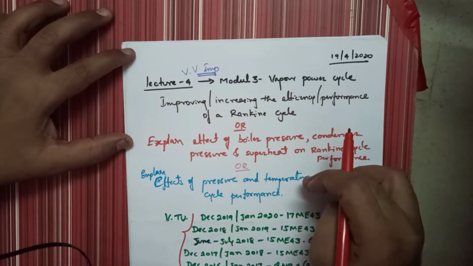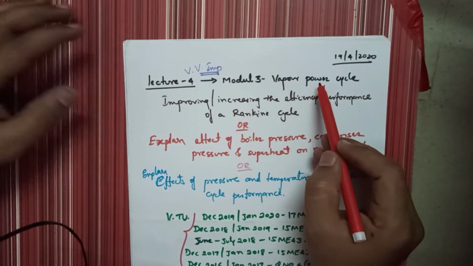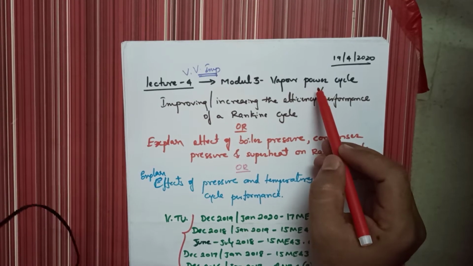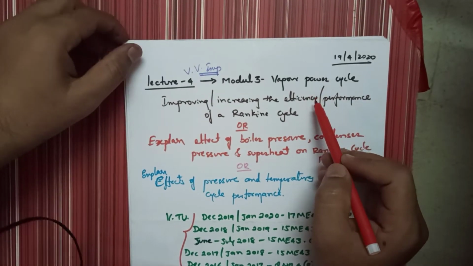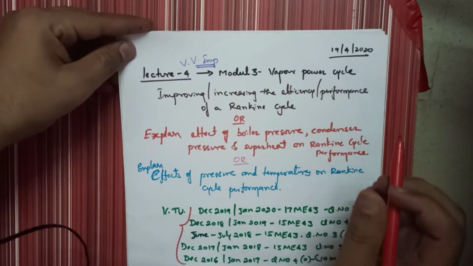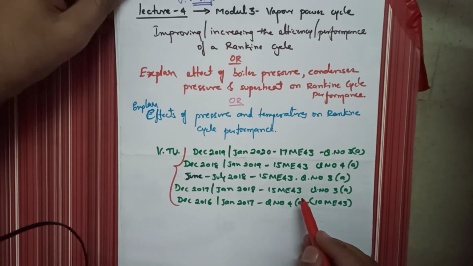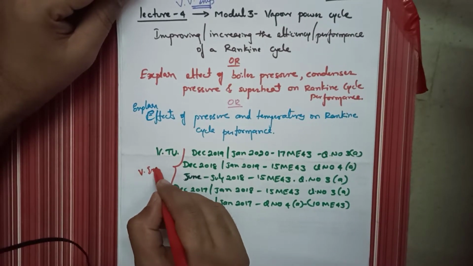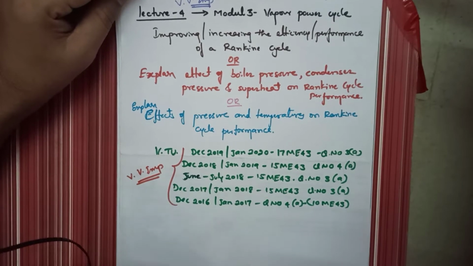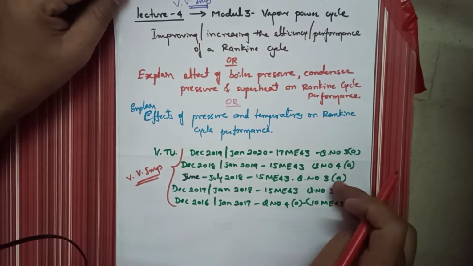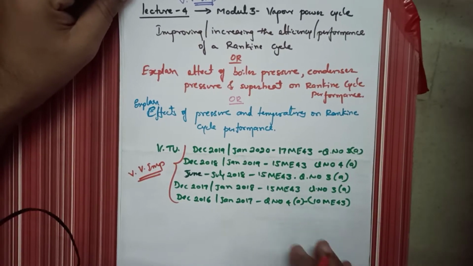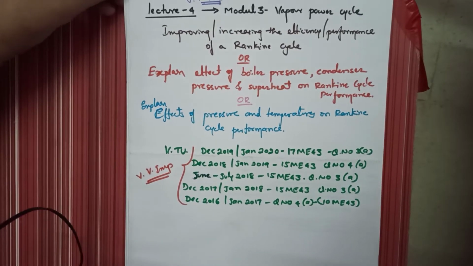And this is the last topic of module number 3, vapor power cycle, that we are going to discuss today in this lecture number 4. This question is asked many times. It is a very important question from the exam point of view. It is asked in these 5 question papers. You can refer to the question papers now.